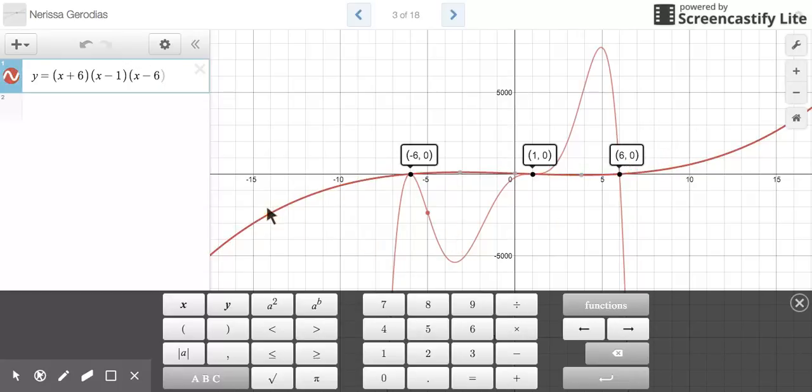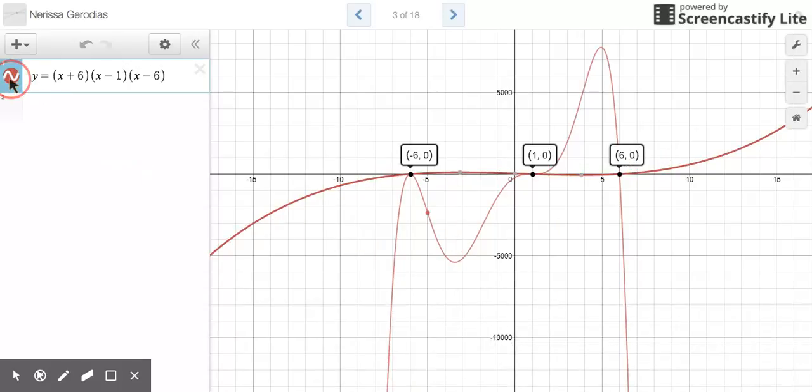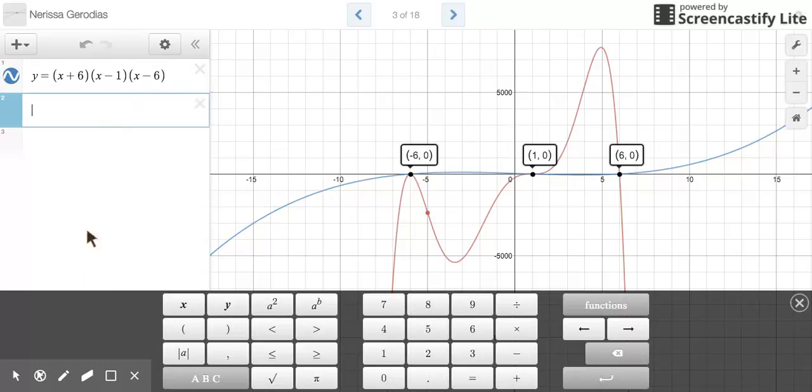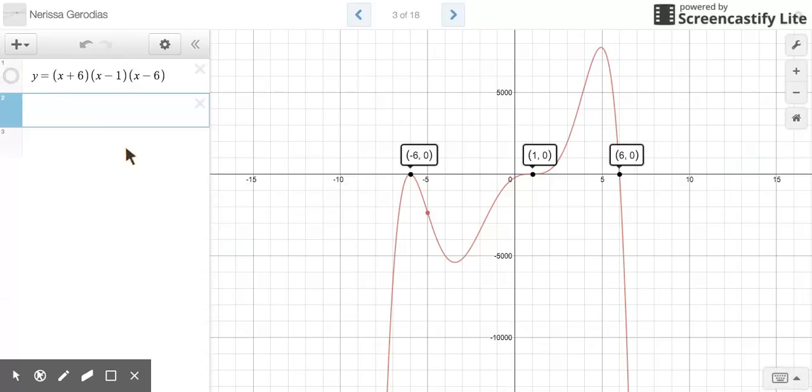All right, now first let's change the color of the graph to a different color. Let's make it blue so that we know which one is new and which one is original. All right, so we see here that the graph goes through those x-intercepts, but it's different from the original graph. It doesn't fit yet. So what we need to do next is to find out how the graph behaves in each of the x-intercepts. So let me hide this first.